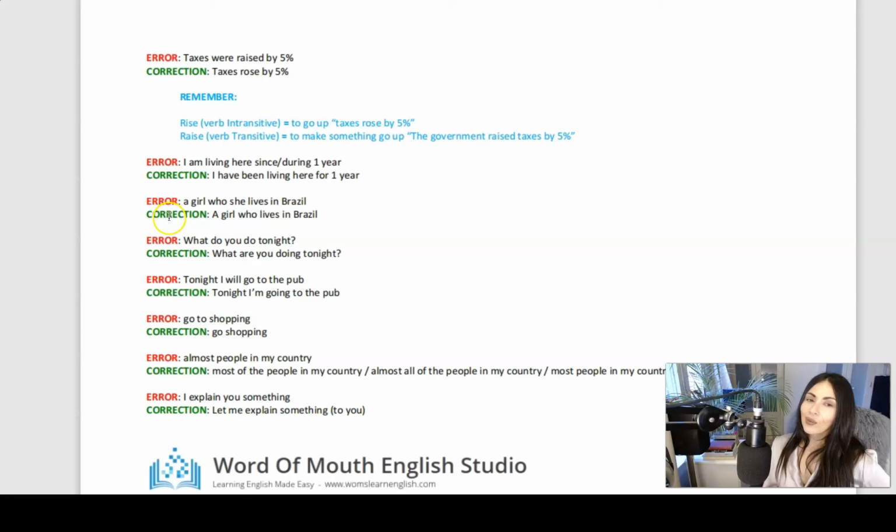Okay, now we move on to another error. When you're introducing somebody, do you say, "This is the girl who she lives in Brazil"? Or do you say, "This is the girl who lives in Brazil"? And what's the difference? Well, who is a relative pronoun, which means that we use relative pronouns to avoid repetition. And this is what we're trying to do here. We're trying to avoid repetition or repetitious use of the subject.